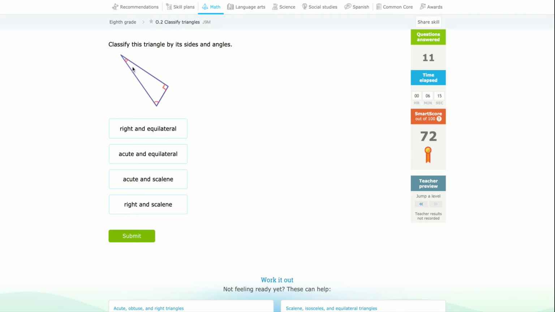Actually, looks like they don't leave them blank. That little double arc, that's supposed to be an arc, and this is a single arc, just means those are different angle measures. This is going to be a right triangle, because it has a right angle, and it's going to be a scalene because all three angles are different in measure.